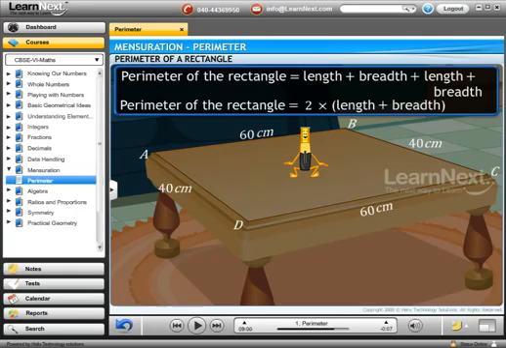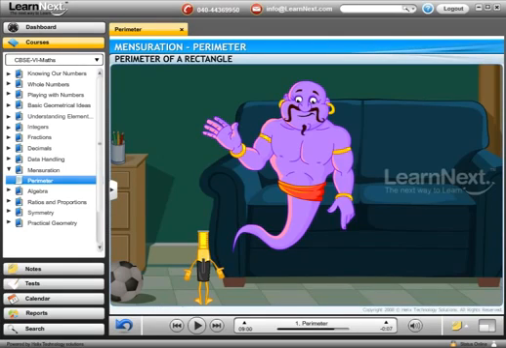Now let's measure some other shape, Jeannie. I'm having so much fun. You go ahead. That sofa looks really inviting.